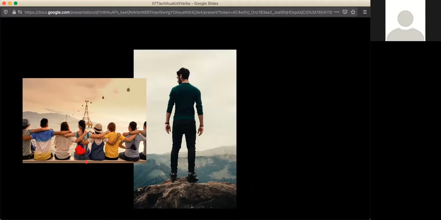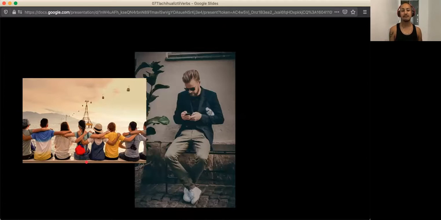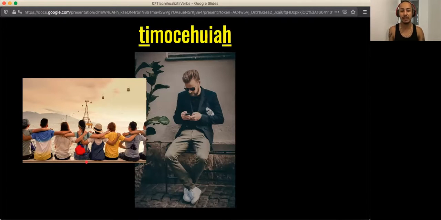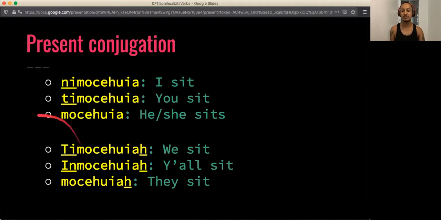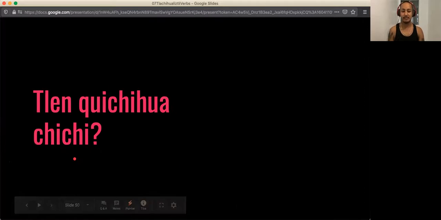Tlen tihchiua tohuantin. Timoketza. Kuali. Tlen tihchiua tohuantin. Timosewia. Kuali. All right, so these are the 6 forms of mosewia. So pretty straightforward. Hopefully by now you've memorized these prefixes, and yes, not much else to say.